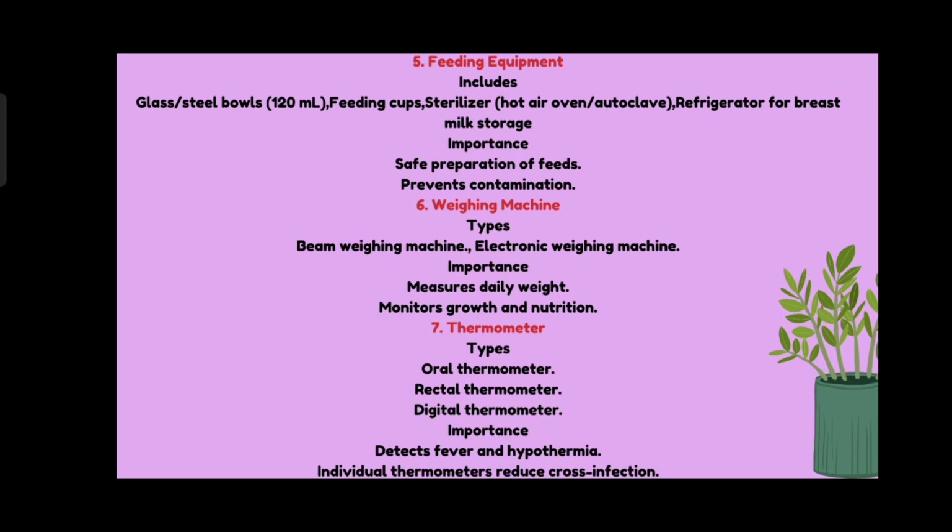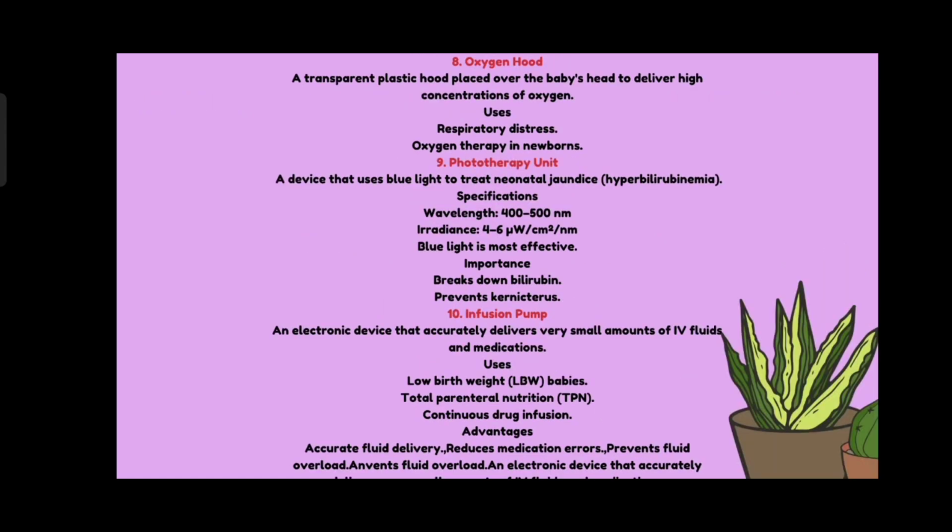Then coming to the weighing machine, it includes the beam weighing machine and electronic weighing machine. It helps to monitor the weight of the baby daily and also helps to monitor the growth and nutritional level. Then coming to the thermometer, the types are oral, rectal and digital. It helps to detect fever and also hypothermia. If we use individual thermometers, it helps to reduce cross infection. Then coming to the oxygen hood, a transparent plastic hood which will be placed over the baby's head, and it will provide a high concentration of oxygen. It is used for respiratory distress and also for oxygen therapy in newborns.